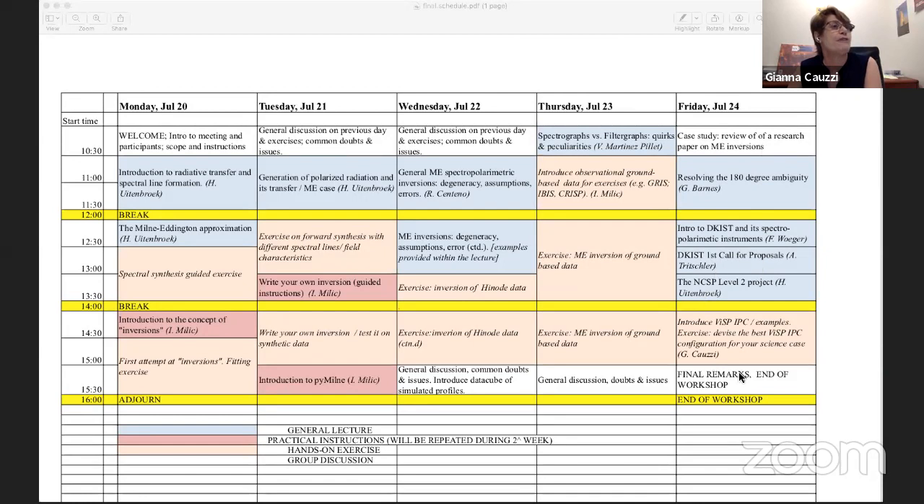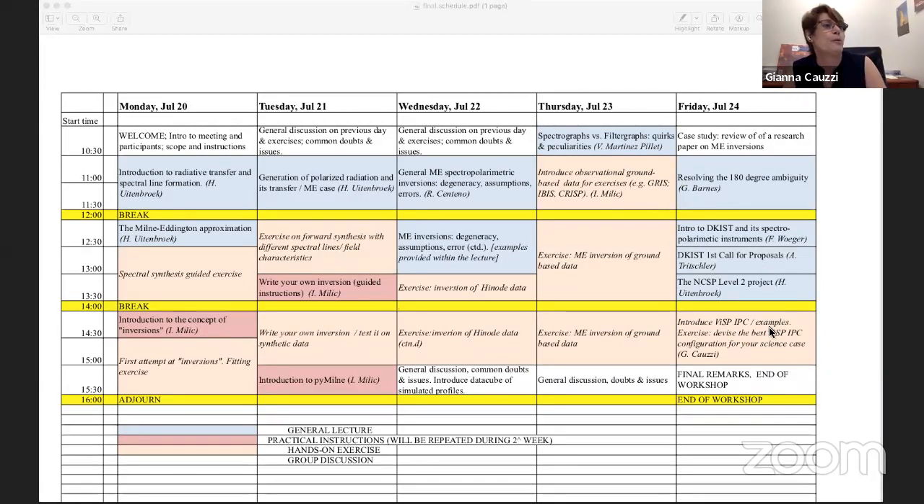And then finally, on Friday, we have a day which is not fully, but in big part dedicated to DKIST. So there will be an introduction to DKIST and an update on the status of the telescope and the instruments, an update on the first call for proposals, and something more detailed about the level 2 project that Han just mentioned. And then in the afternoon, there will be examples and exercises together about running one of the instrument performance calculators for the VISP, which is an instrument that is being offered in the first call for proposals.